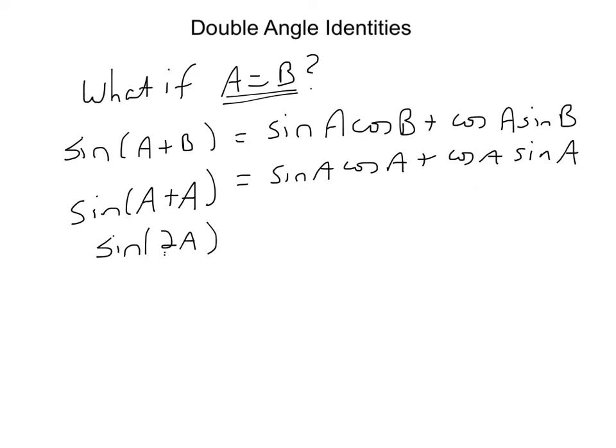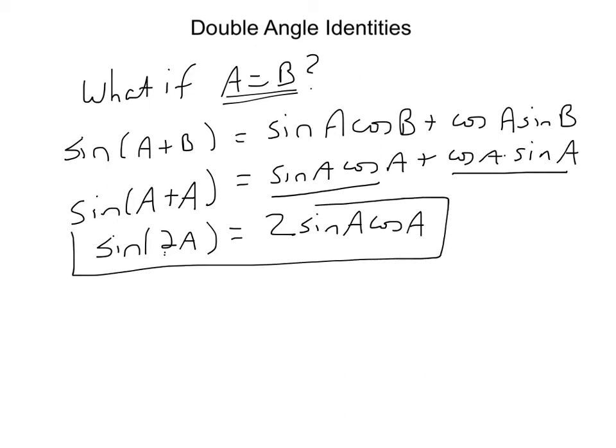So this is going to be equal to, now look, I have a sine A cos A, and I essentially have a sine A cos A if I just rearrange the order of those terms. And again, multiplication's commutative, so it's okay to do that. I have like terms, it's twice the sine of A times the cos of A. And this is the double angle identity for sine.